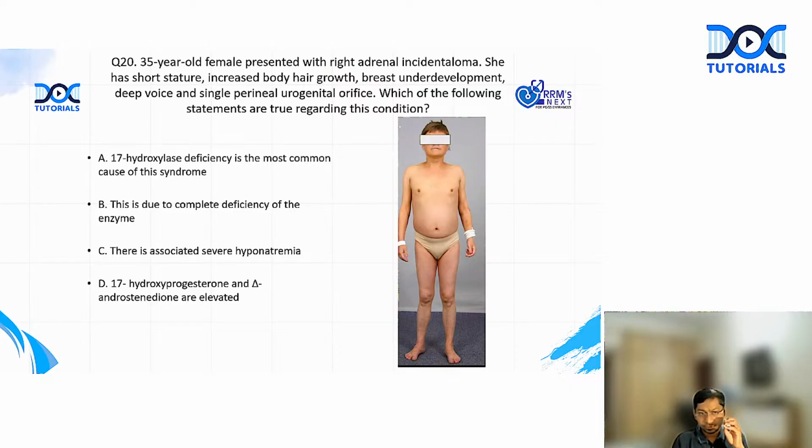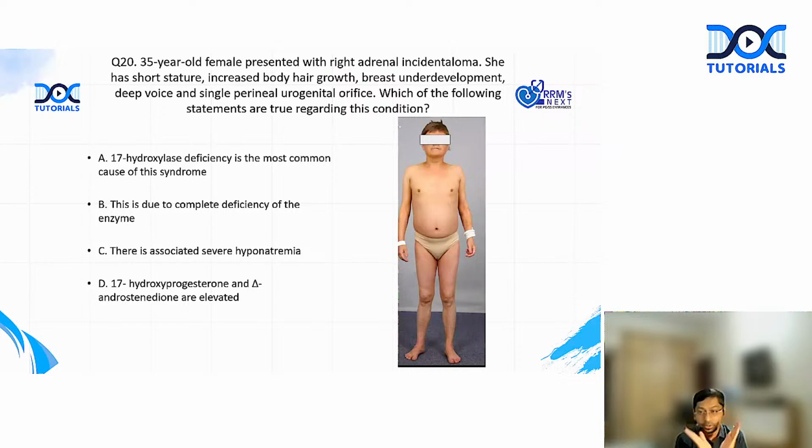So the options given here, 17 hydroxylase is the most common cause. It is due to complete deficiency of the enzyme. There is severe hyponatremia associated with this condition, or 17 hydroxyprogesterone and androstenedione are elevated. The correct answer here is you have elevated 17 hydroxyprogesterone and androstenedione. Now remember, in a congenital adrenal hyperplasia, the most common enzyme involved is a 21 alpha hydroxylase. So the 21 hydroxylase enzyme is the most common deficient enzyme in the entire spectrum of congenital adrenal hyperplasia.